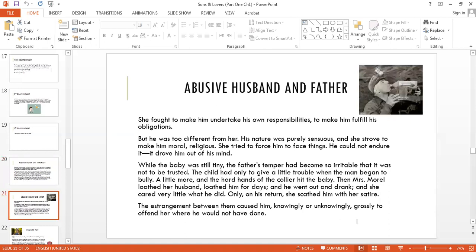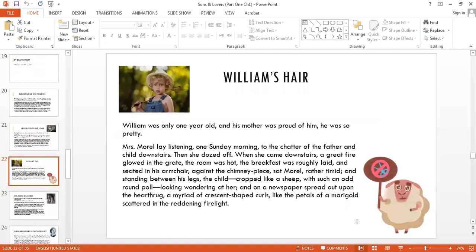Her husband, realizing that he could not do his responsibilities, that he could not fulfill his obligations, started to be different toward her. He became hard-tempered and abusive. He started hitting the boy. And that made Mrs. Morel loathe her husband. She loathed him for days. He went out and drank, and he came back and bullied her, and he kept hitting the boy.